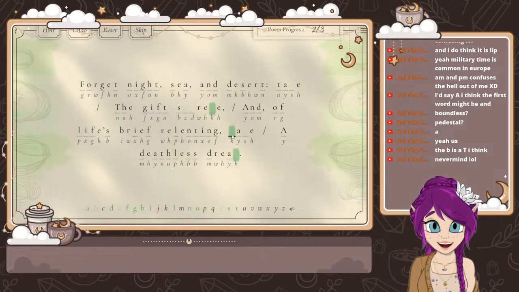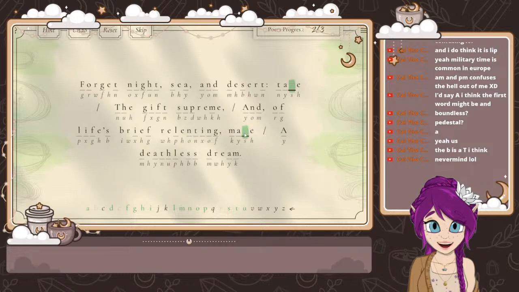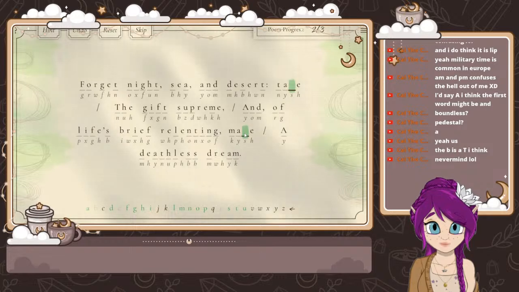Life's brief, relenting. Dream. Male. Tail. Relenting. Yeah. No worries. It's a lot of guesswork. The gifts. Supreme? Tail? No. Okay. It's not tail because it's life. Take? Make? Take and make? There we go.